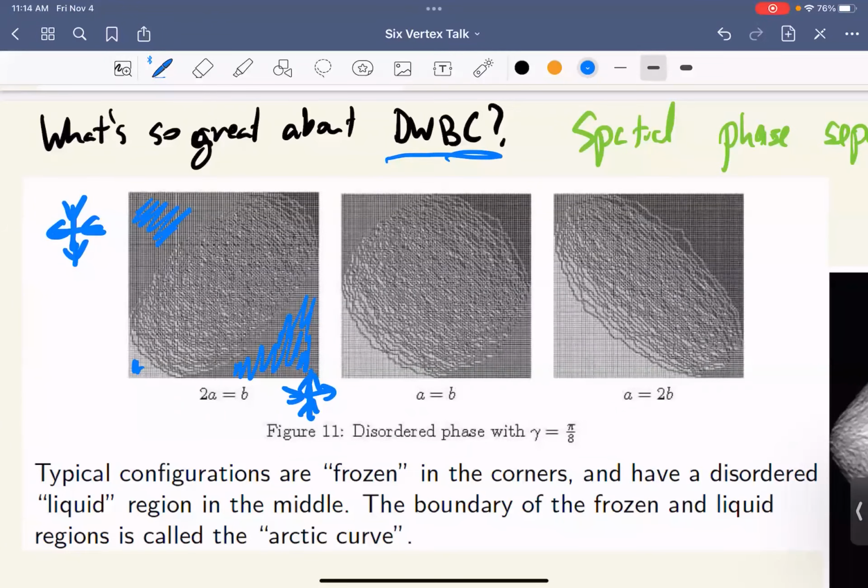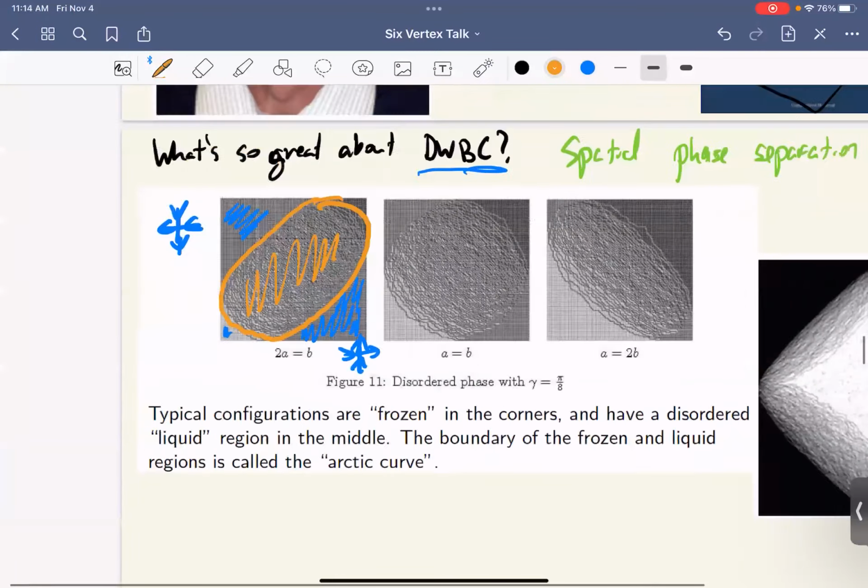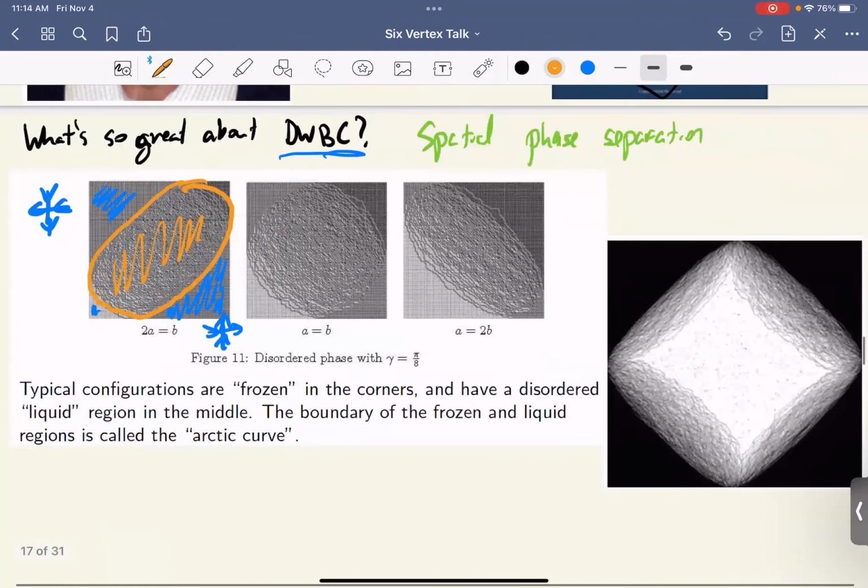Okay. But in the middle, we see a region of disorder. This is the disordered region. And there's a really sharp boundary between the region of disorder and these frozen regions. And that's called the Arctic curve. It separates the frozen piece from the non-frozen piece.